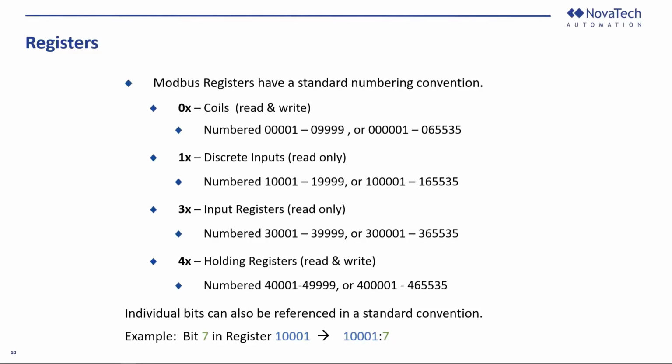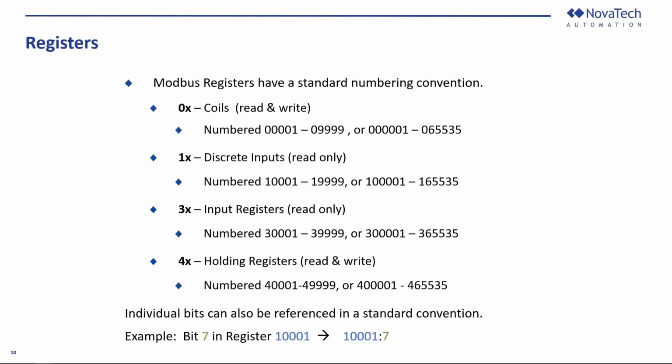They're numbered 1 to 9999, or if you want to go all the way to 65535, they are numbered 1 through 65535. But in that instance, when you are going that large, you must include the 0 in front of that number. As you look through this list, there's discrete inputs, the 1x, input registers, 3x, and holding registers, 4x.